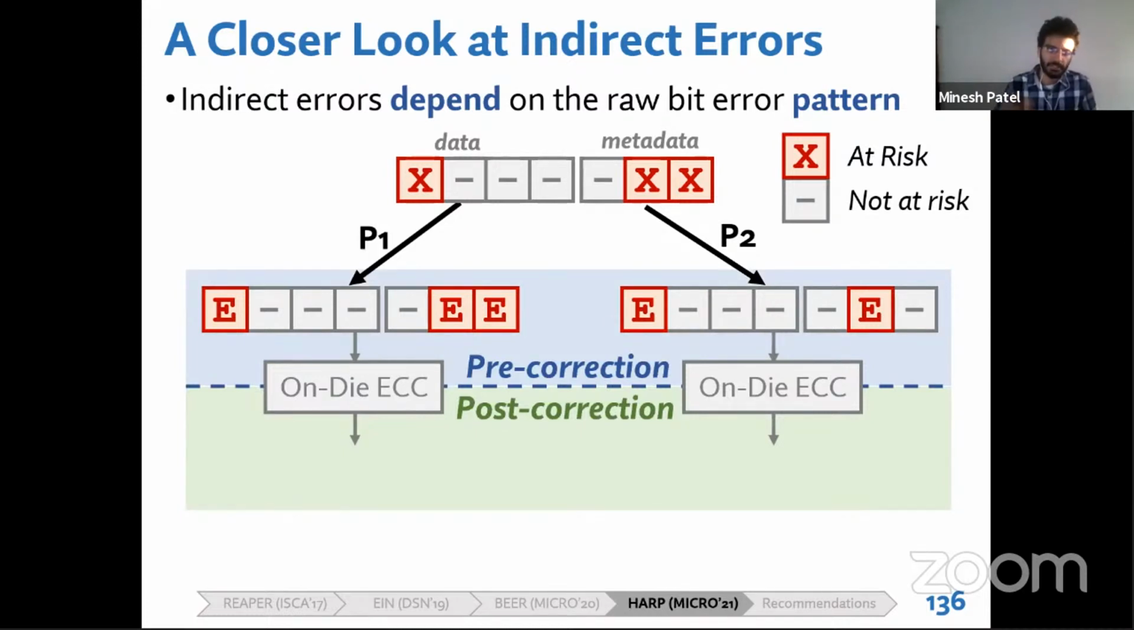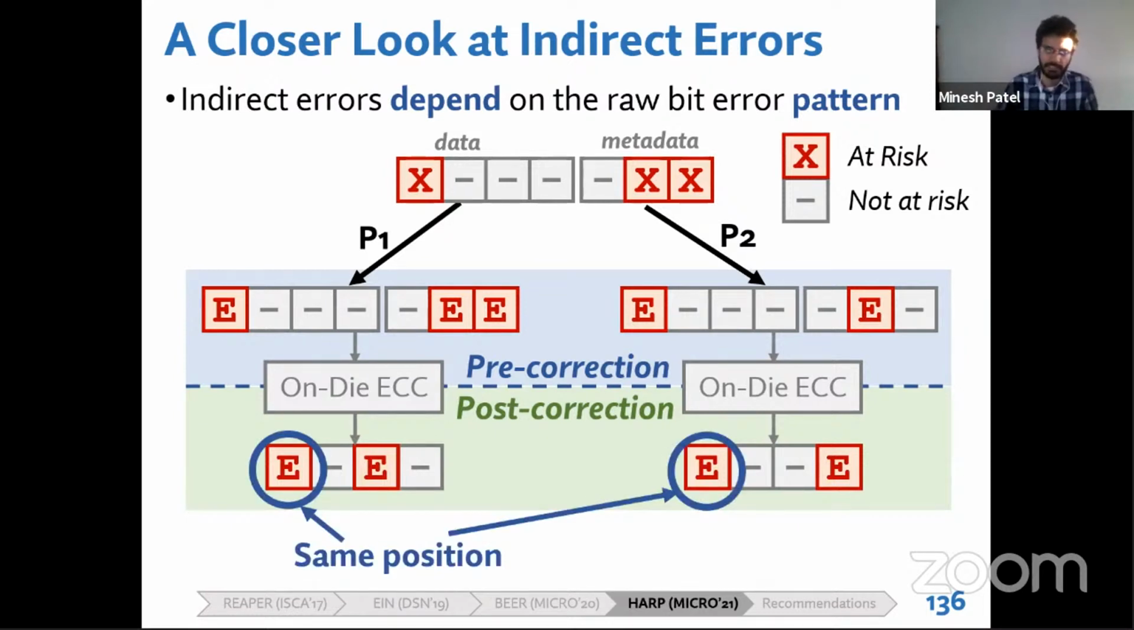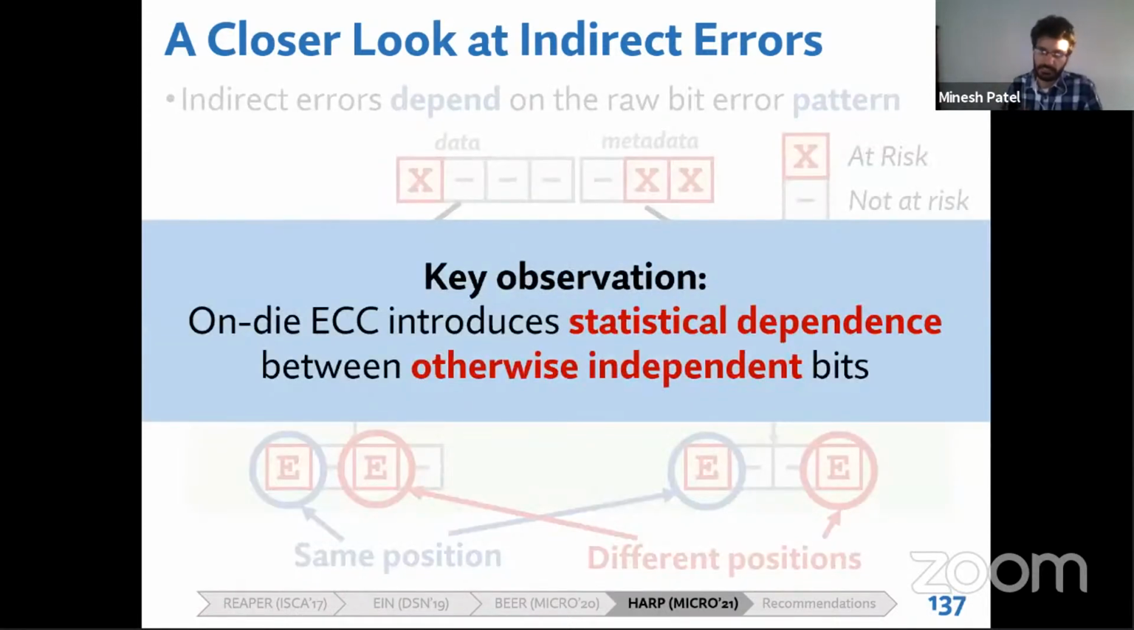So in these examples, we see that both pre-correction error patterns have the same direct error observed at the leftmost bit. And so this error is observed directly after on.ECC correction in both examples, at the same position as the underlying errors. Unfortunately, we see that there are 2 indirect errors that occur, and these occur in different bit positions. This is because the raw bit errors look different in each case, and the on.ECC performs a different operation. So the key observation from this study is that on.ECC introduces statistical dependence between bits that are otherwise independent.